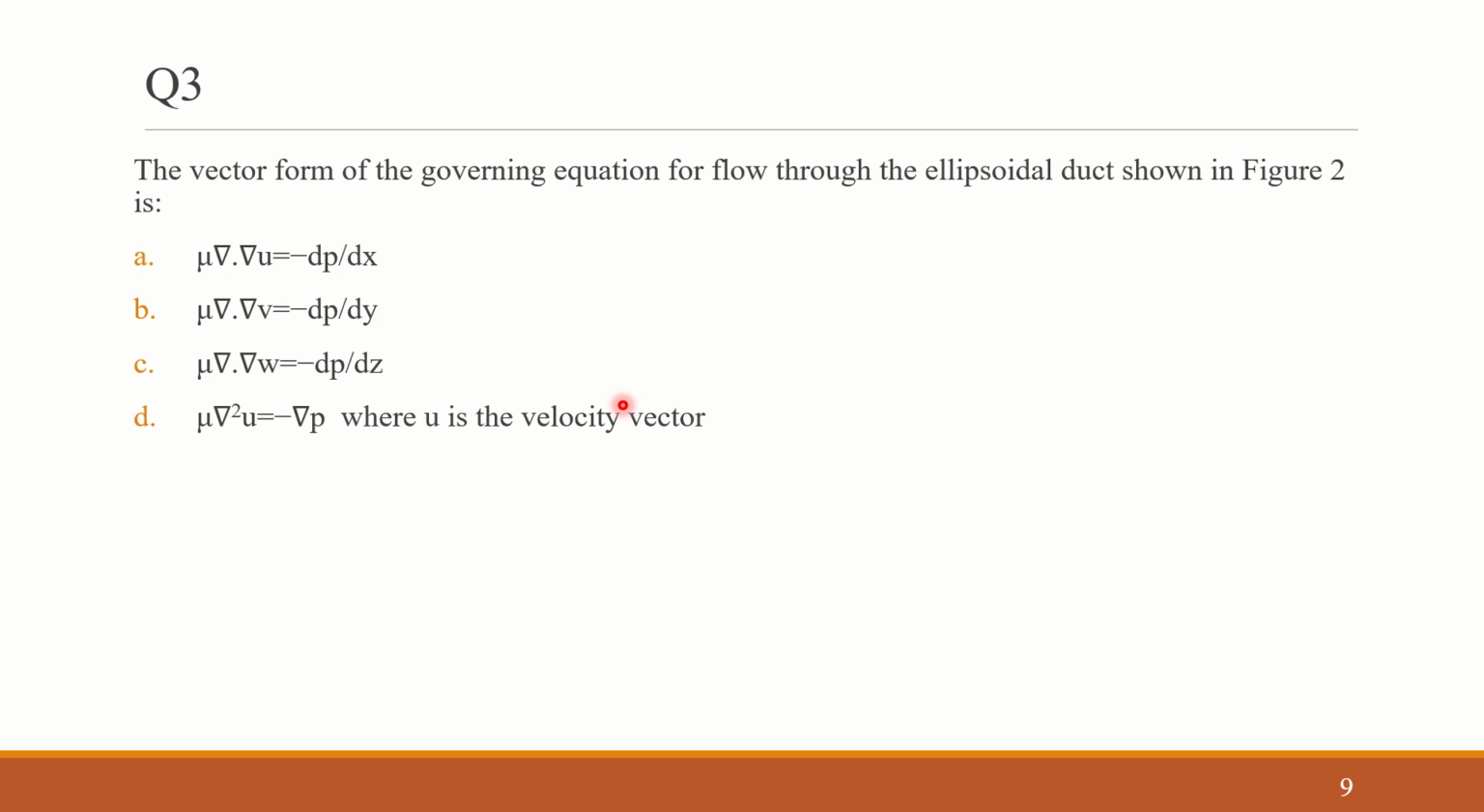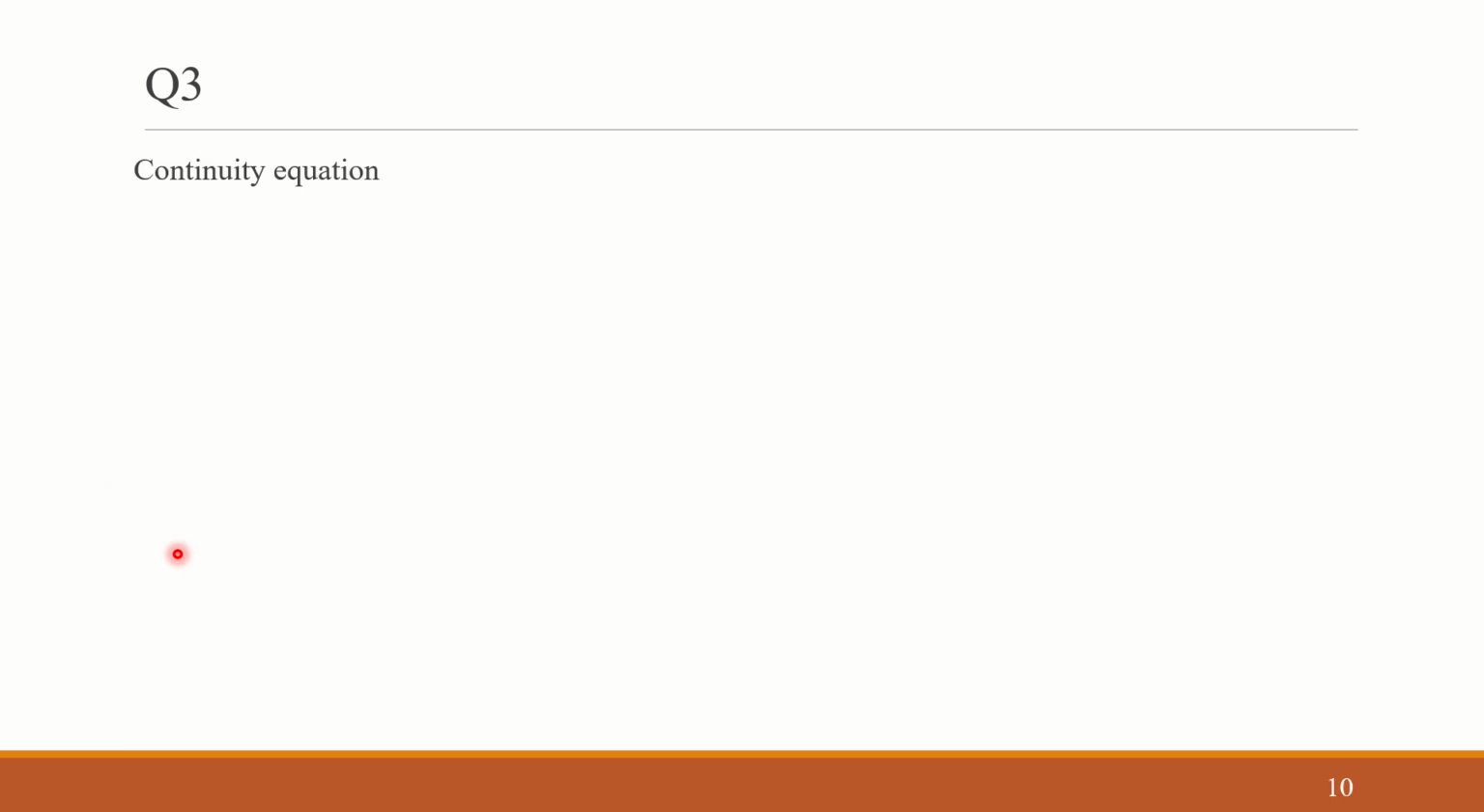Dou p by dou x, dou p by dou y, dou p by dou z are the x component, y component, z component of the Navier-Stokes equations. Whereas option D, that is the last option, mu into del square u equal to minus delta p, where u is the velocity vector. So option D is the right answer. Answer is option D.